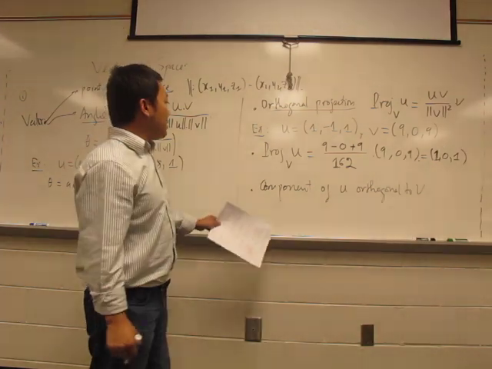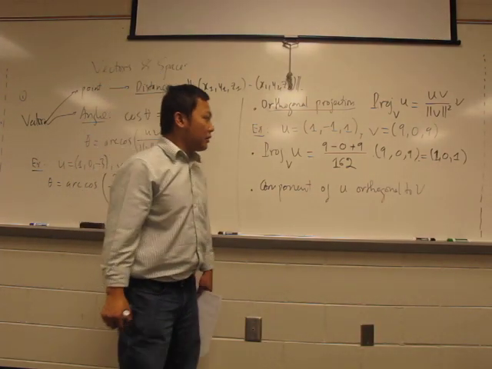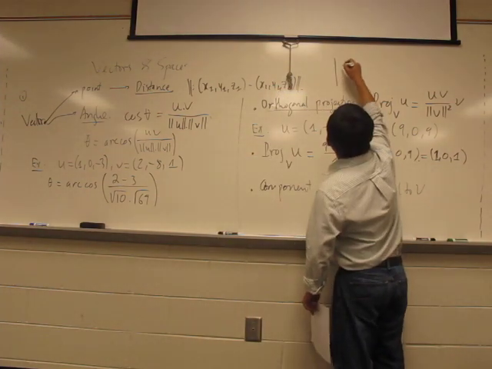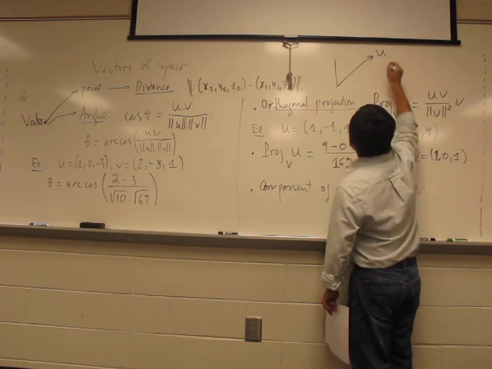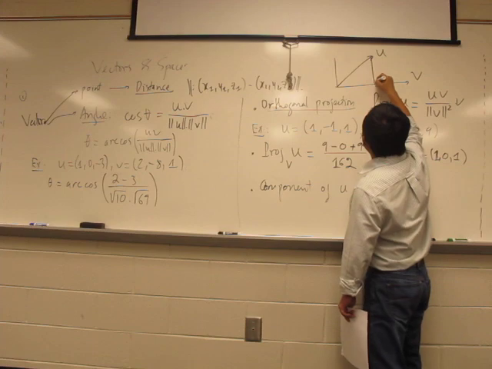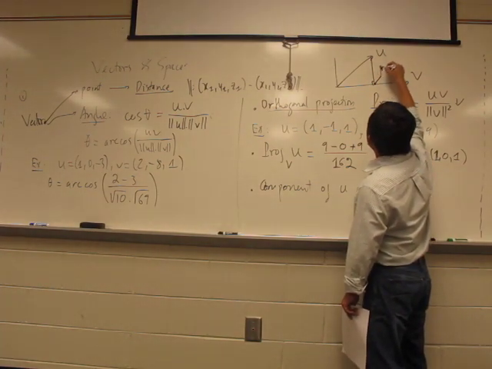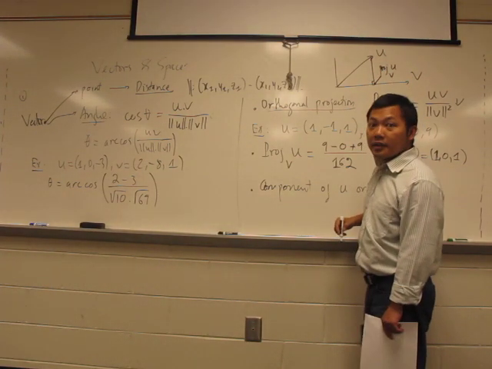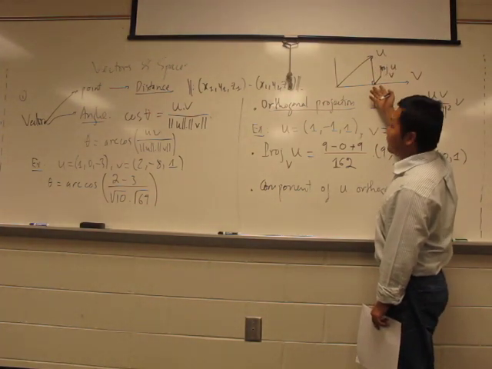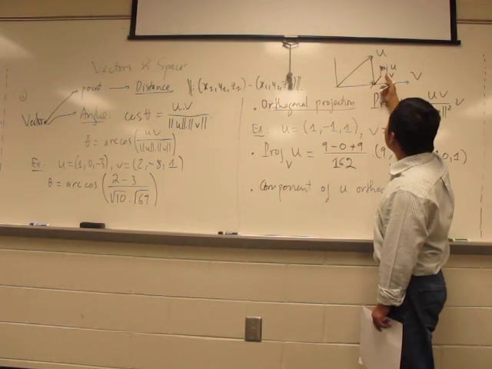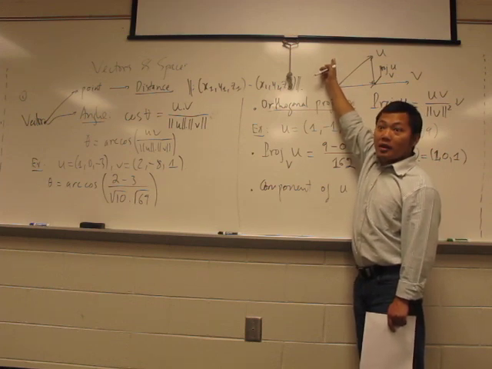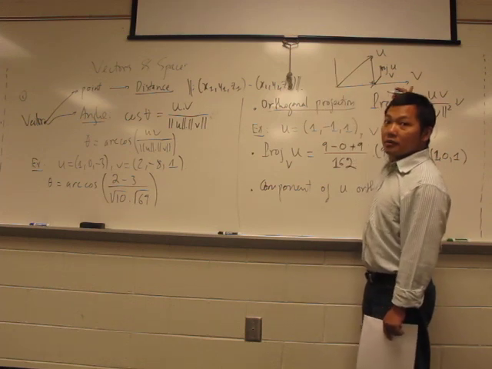That's good. Now let's consider the component of u orthogonal to v. What's that? If this is your vector u, and this is your vector v, here is the orthogonal projection of u onto v. And this vector u has another component, where that component is orthogonal to v.